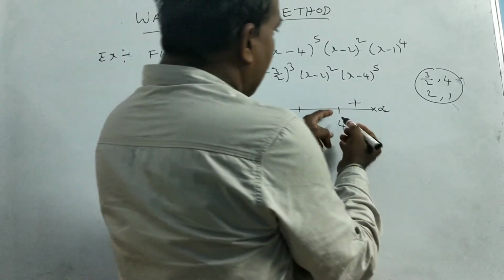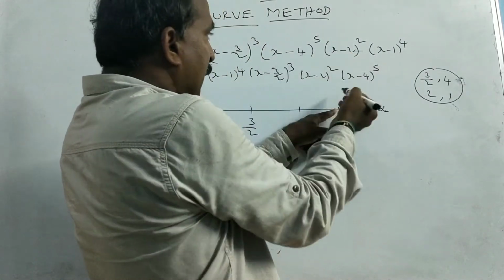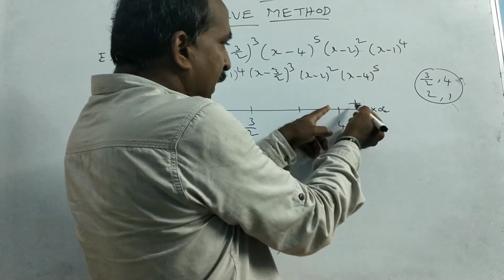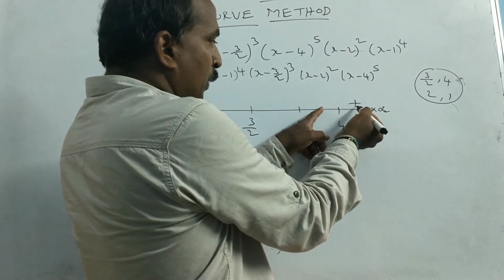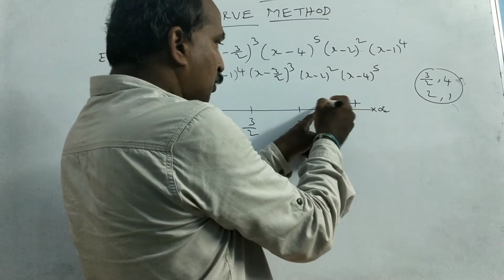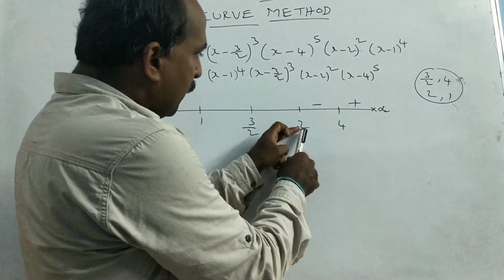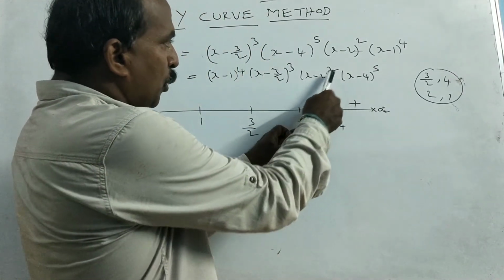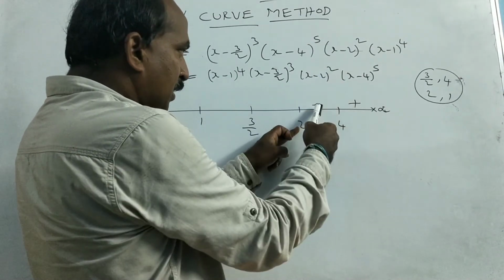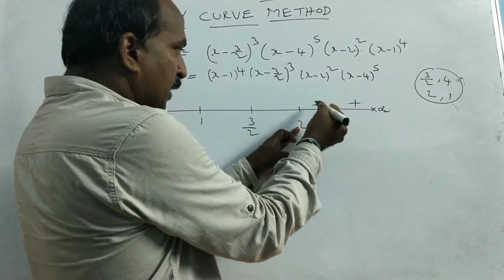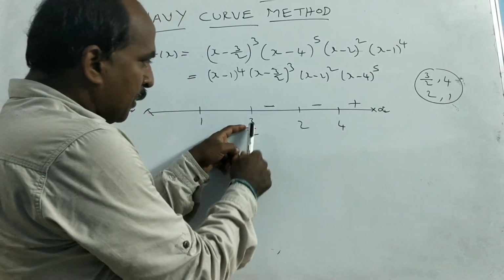Next, x minus 4 contains odd power. So we take the opposite sign to this sign here. Here we take positive sign. Opposite to positive sign is negative sign. Take negative sign here. Next, x minus 2 whole square. So x minus 2 contains even power. So we take the same sign here. Same sign of negative sign is negative. Take negative here.